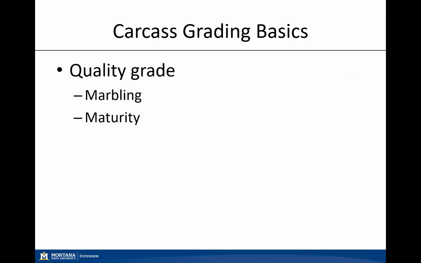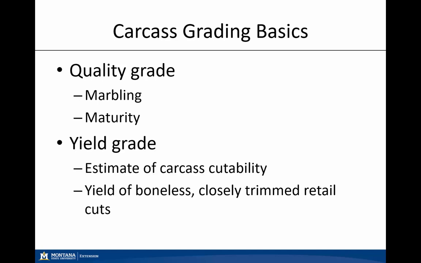To do a brief run through, there are two types of grading. The first being quality grade, which is based on marbling or intramuscular fat, and maturity. Maturity is based on the age of the animal, and when I say age, many times it's not based on the actual year of birth. A lot of times it is based on the color of the lean muscle tissue as well as the ossification of the bones. The second is yield grade, and this is used to estimate the carcass cutability or yield of boneless closely trimmed retail cuts. So how much meat product are we going to get from that carcass?